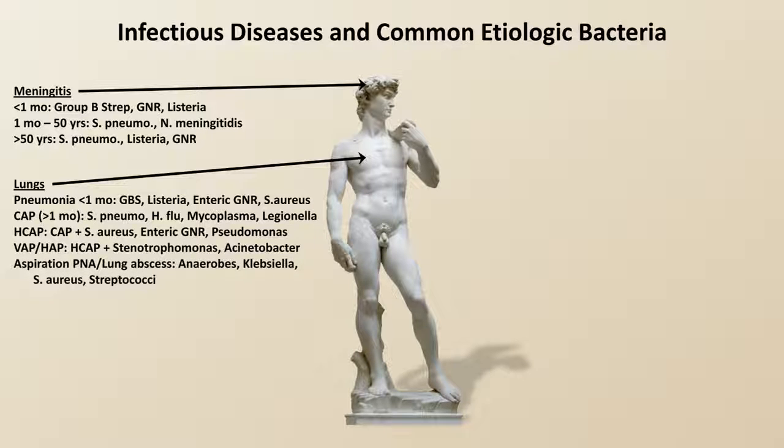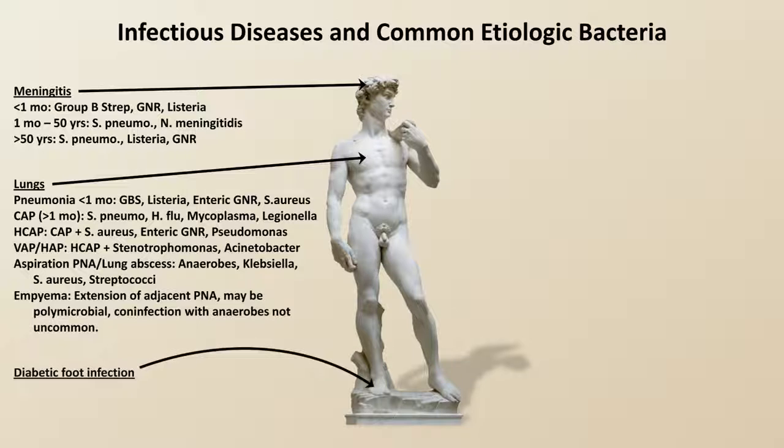Aspiration pneumonia and lung abscesses are often due to anaerobes, Klebsiella, Staph aureus, and to lesser extent streptococcus. Finally, empyemas, which are infections of the pleural space, are often caused by extensions of adjacent pneumonia and will therefore have the same pathogens. However, empyemas may also be polymicrobial, and co-infection with anaerobes is not uncommon.